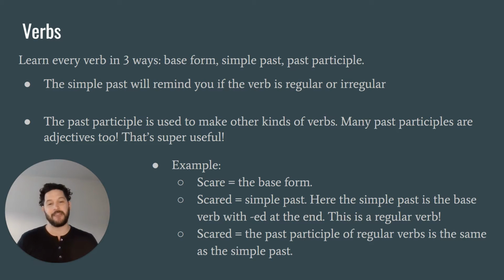All right, so for an example here, we have scare, okay? Scare means to frighten or to make someone afraid. So the base form is scare. Okay, the simple past here is scared, all right? It's an ed ending, so it's a regular verb. And most, I think 99% of all regular verbs have the same past participle as their simple past. Okay, so what that means is scare, scared, scared. Those are the three parts that you want to know. And you want to know that for every verb, okay?